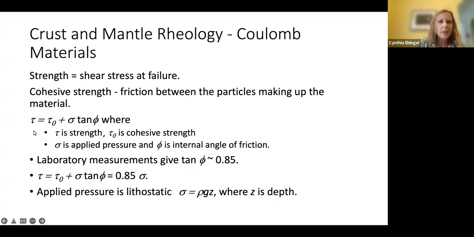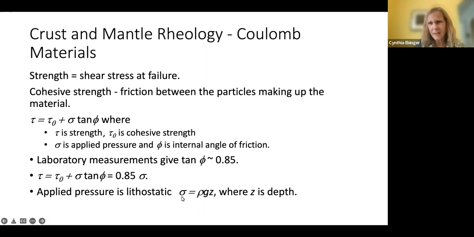And so we can describe the strength, that's the cohesive strength, plus an applied force and the internal angle of friction for any given material. So those are the rocks comprising the crust. And we end up with a lot of laboratory experiments with a range of crustal rocks, which gives us approximately 0.85 for phi, our internal angle of friction. It varies a little, but not a huge amount. So we end up with a relation that's something like 0.85 times the stress.